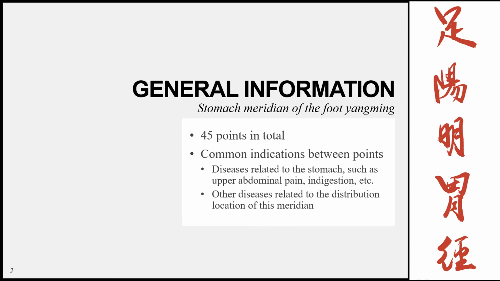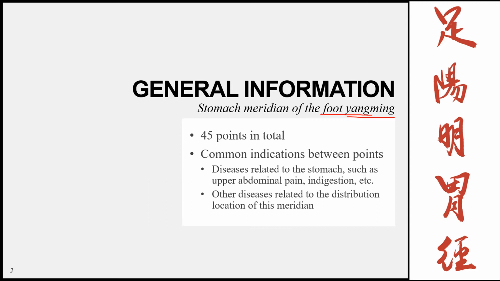Then secondly, it's a foot yang meridian, and all the yang meridians of the foot run from the head down to the toes. So we know it's going to originate in the head and go all the way down to the leg. And then because it's the yangming meridian, this means it's the most yang of all three meridians, and therefore will be the most anterior of the three meridians. So it's going to be on the anterior and lateral portion of the leg.